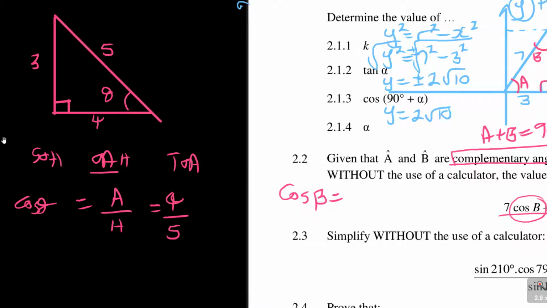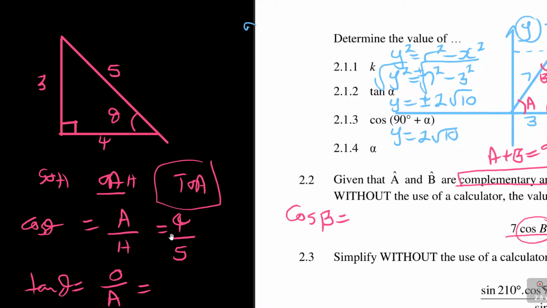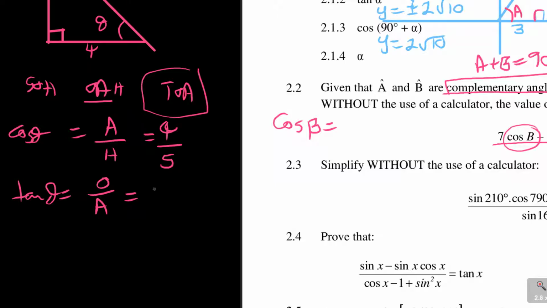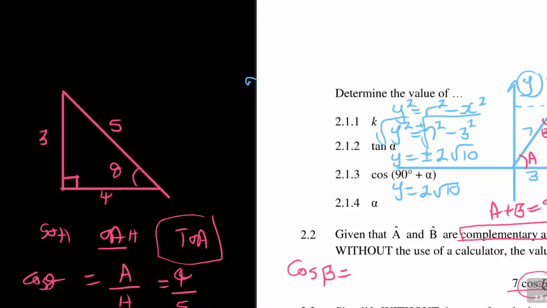Right. Now, I think the best one would be tan theta. Tan theta is equal to what? Opposite over adjacent. That's the best one. Now, my opposite here is what? It is 3 over 4. That's the one I want to use. Now, let's say for argument's sake, I want us to find this angle, which is alpha.